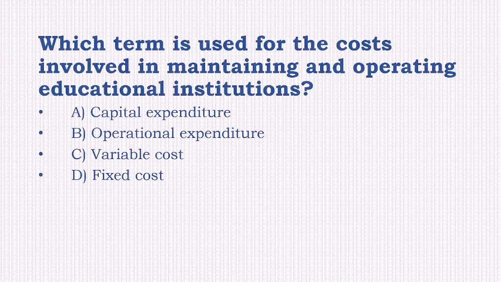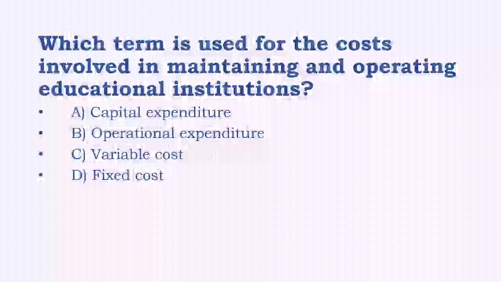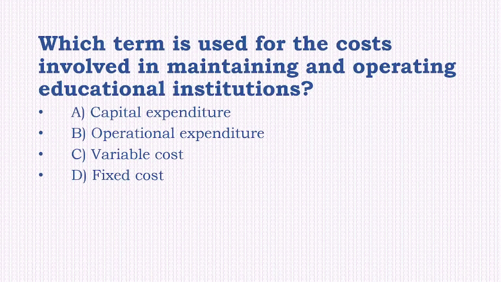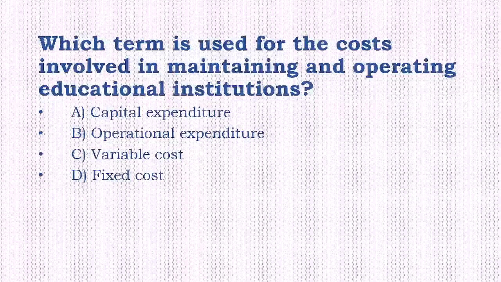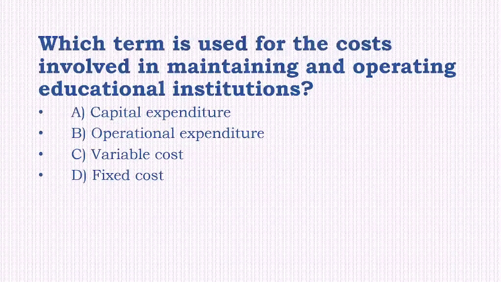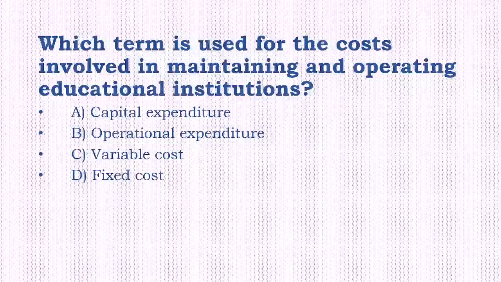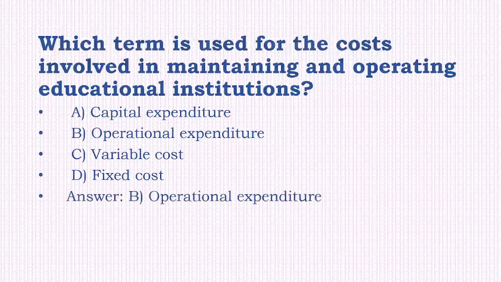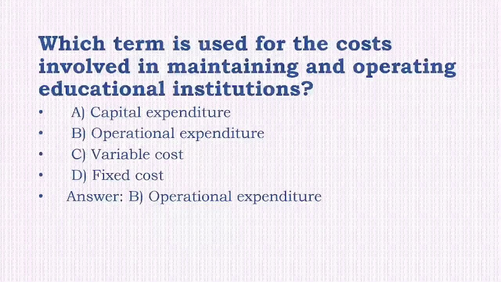Next, which term is used for the cost involved in maintaining and operating educational institutions? Option: capital expenditure, operational expenditure, variable cost, fixed cost. Answer of this question is option B, that is operational expenditure.